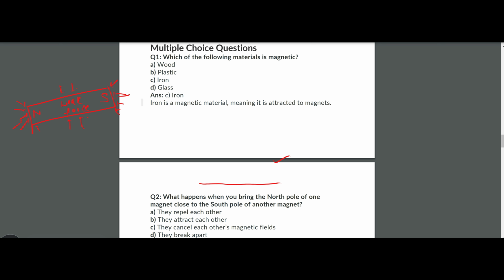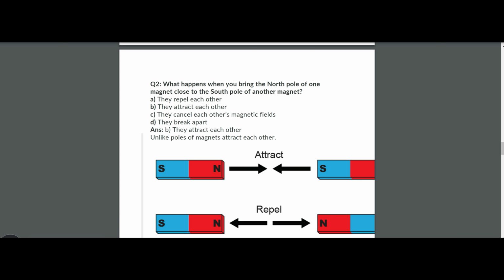No problem. Now you see, what happens when you bring the north pole of one magnet close to the south pole of another magnet? Yes, the unlike poles attract each other. The answer is B. They attract each other. When the north pole of one magnet is taken towards the south pole of another magnet, the unlike poles attract each other. Similarly, north to north repel each other. North and south attract each other. These are the unlike poles. They attract each other, but north to north they repel each other. Is it clear, everyone? Okay.